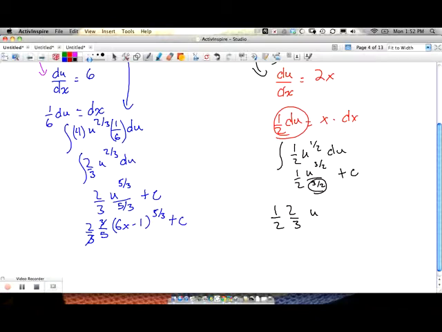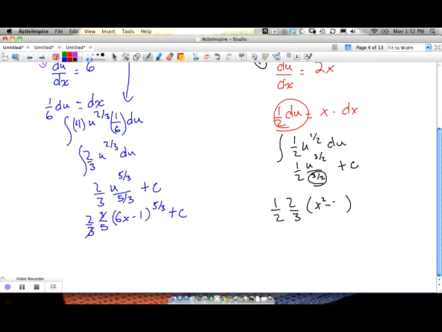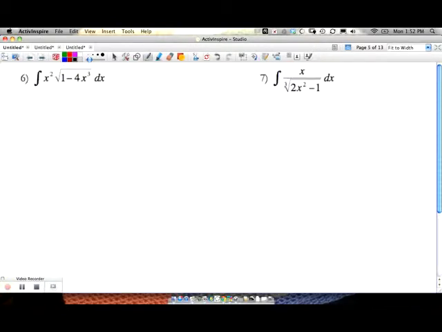But instead of saying u, let's say what u is. In this case, x squared minus 2 to the 3/2 plus c. These 2's would simplify. We have 1/3, but you guys can do that. That's easy stuff. All right, two more. Remember to stop, slow it down, move it to where you need, but we keep on moving here.